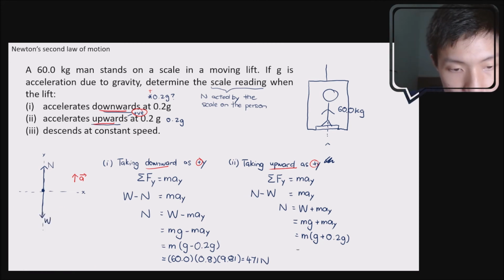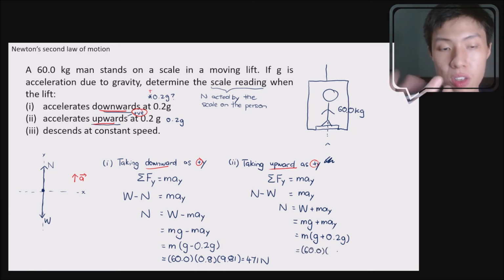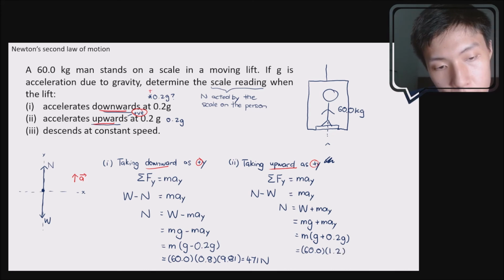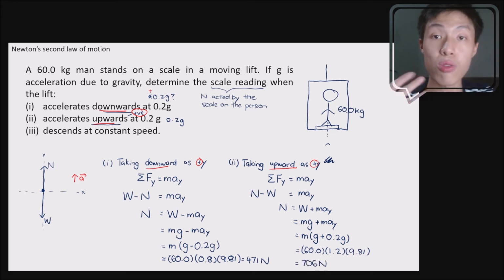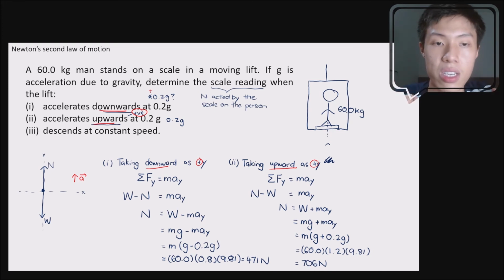So now this should be mass 60.0 times 1.2. 1 plus 0.2 is 1.2, times 9.81. So for this, you'll get your N to be equal to 706 Newton. So this will be the reading recorded on your scale if the lift is accelerating upwards, meaning the acceleration is pointing upwards. Okay, so that's the second scenario.